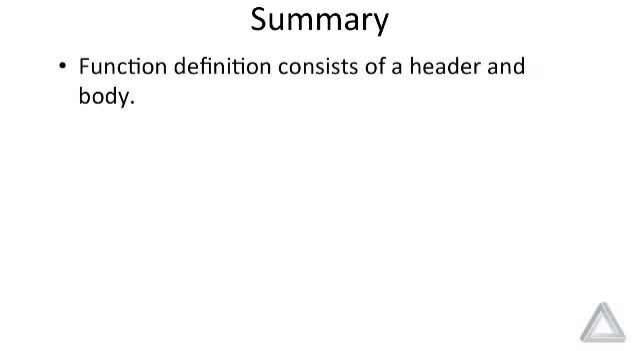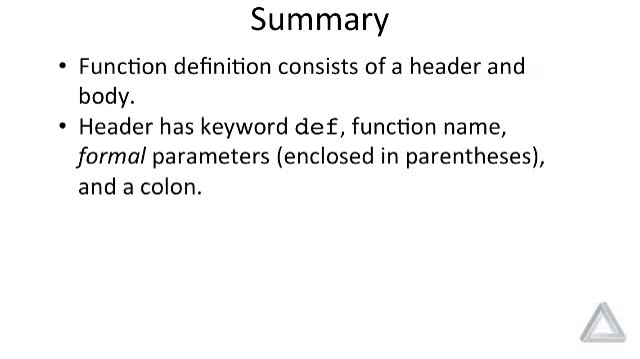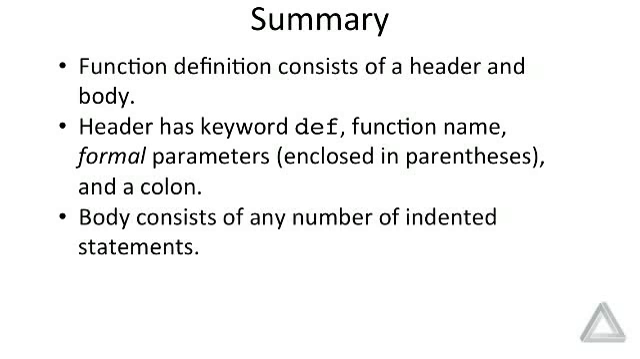When it comes to defining a function, we have to provide a header and a body for the function. And the header starts with the keyword def, D-E-F. Then we provide the function name, which is any valid identifier. That's followed by the formal parameters, and we could have 0, 1, or more. If we have more than one, we separate them by commas. And then the header is concluded with a colon. Following this, we have the body, and this consists of any number of lines of indented code or indented statements.